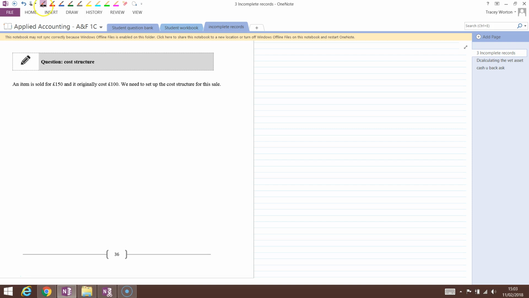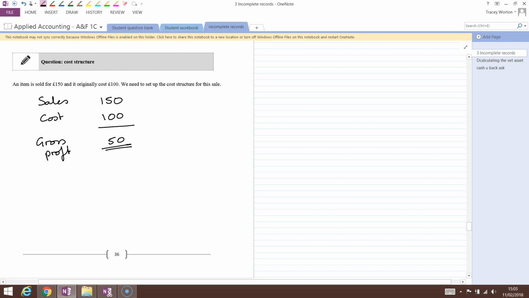So as I said, it's the relationship between the sales figure, in this case it's sold for £150, the cost of sales, which was £100, which then gives us a gross profit of £50. So that would be our initial cost structure. In order to deal with markups and margins, we need to convert this to percentages. Now there's two different methods of doing this. The first one is that we could look at the cost of sales as being our 100%.